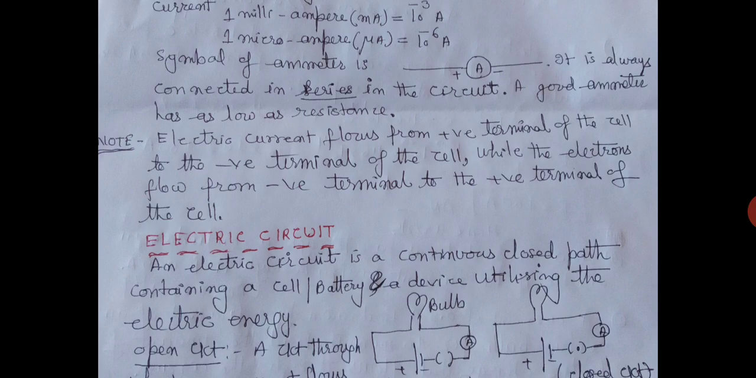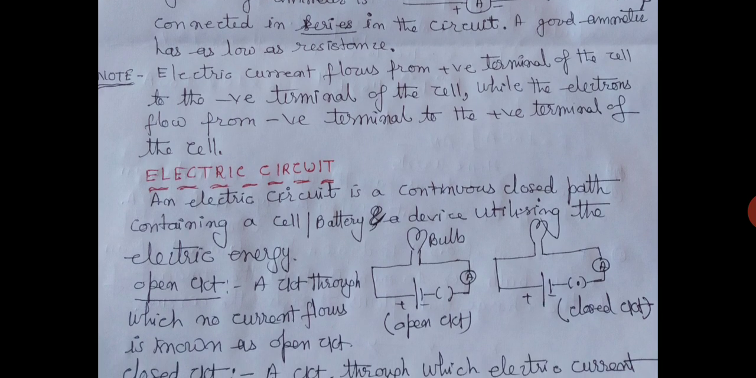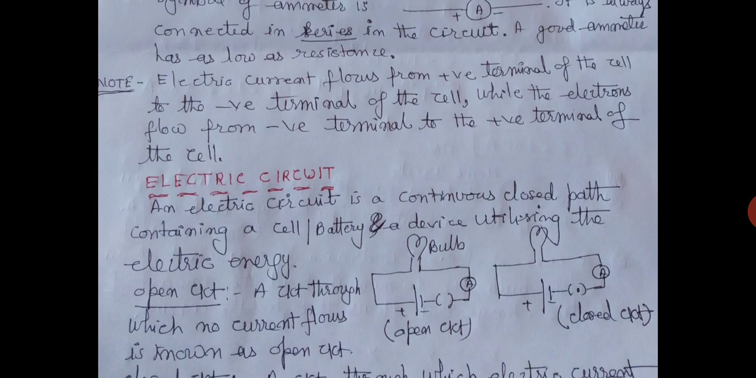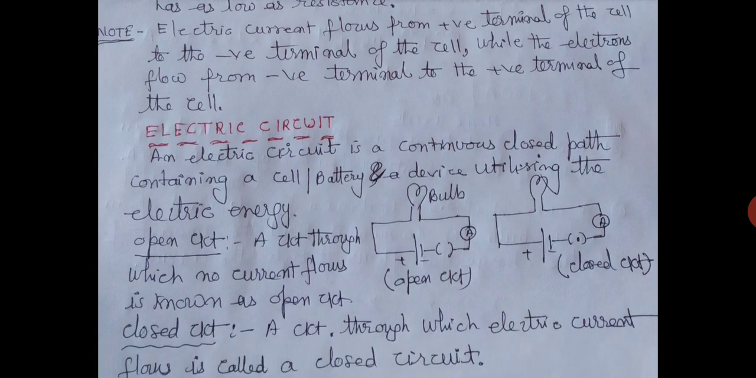Now, next topic is the electric circuit. Electric circuit is a continuous closed path for electric current containing cell, battery, or any other device utilizing the electric energy, maybe bulb, maybe tube, maybe radio, or any other device. A circuit through which no current flows is known as the open circuit.